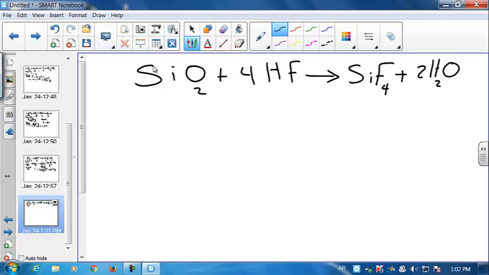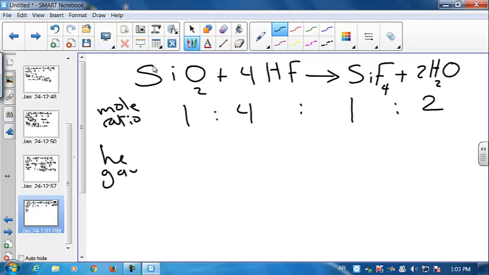You have 1 silicon, 2 oxygen, 2 oxygen, 4 hydrogen, 4 hydrogen, and 4 fluorine and 4 fluorine. So the equation is balanced. And again, before I read anything, make the mole ratio. So the mole ratio is 1 to 4 to 1 to 2. So each 1 mole of silicon dioxide needs 4 moles of hydrogen fluoride to give 1 mole of silicon fluoride and 2 moles of water.